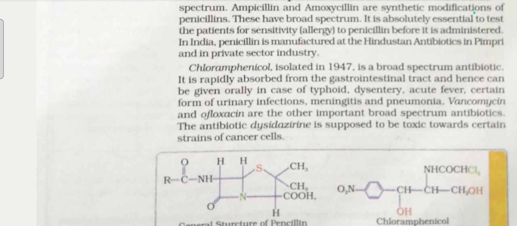Chloramphenicol, isolated in 1947, is a broad spectrum antibiotic. It is rapidly absorbed from the gastrointestinal tract and hence can be given orally in case of typhoid, dysentery, acute fever, certain forms of urinary infections, meningitis, and pneumonia. Vancomycin and ofloxacin are the other important broad spectrum antibiotics. The antibiotic dysidazirine is supposed to be toxic towards certain strains of cancer cells.